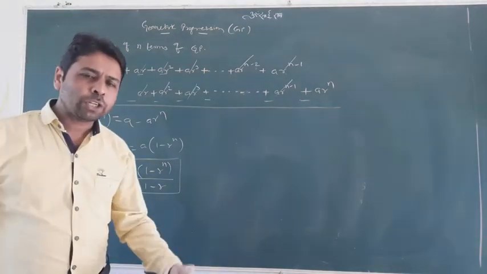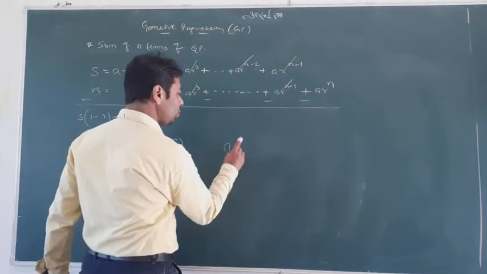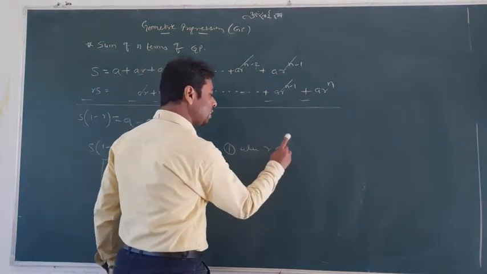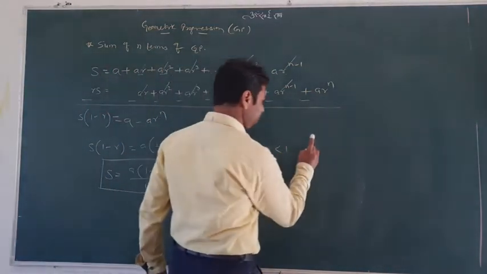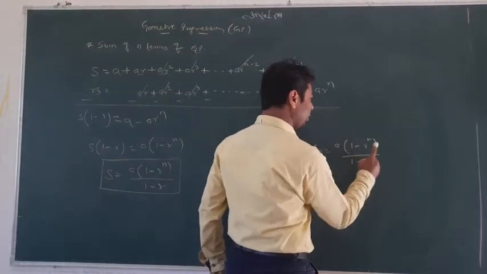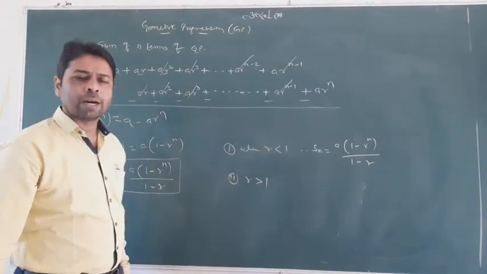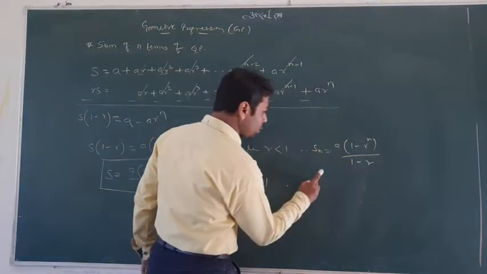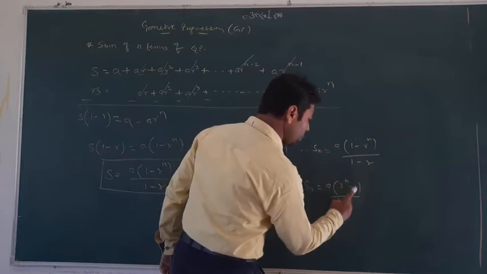For convenience, I want to make two formulas. First, when R is less than 1, I'll use this formula: A(1 - R^n) upon 1 - R. But when R is greater than 1, then use the formula Sn equals A(R^n - 1) upon R - 1.